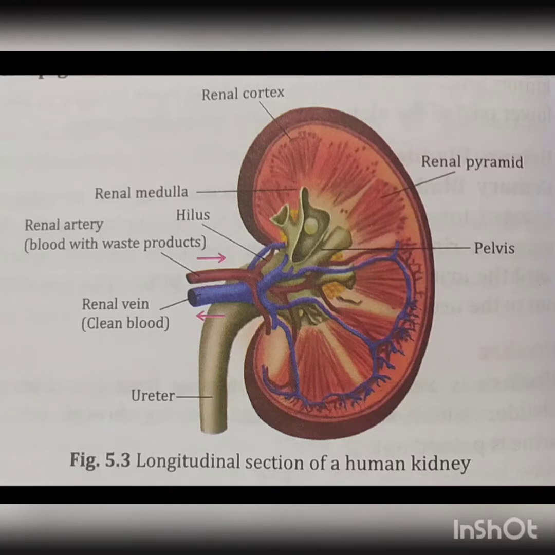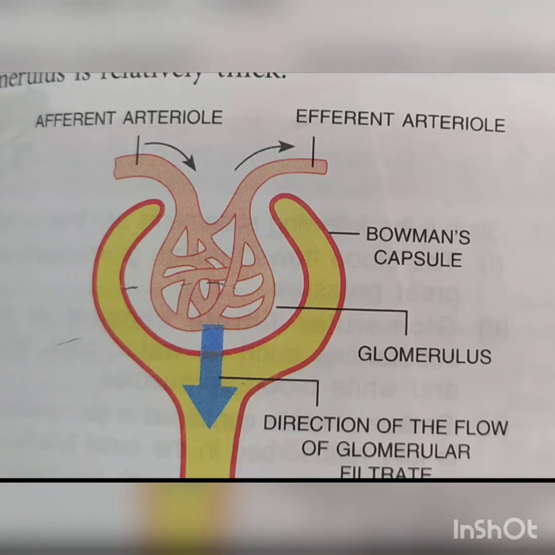All the collecting ducts then pass through the medulla and enter the renal pelvis, which opens into the ureter. The Bowman's capsule encloses a network of blood capillaries called the glomerulus. The Bowman's capsule and glomerulus together form the Malpighian body.